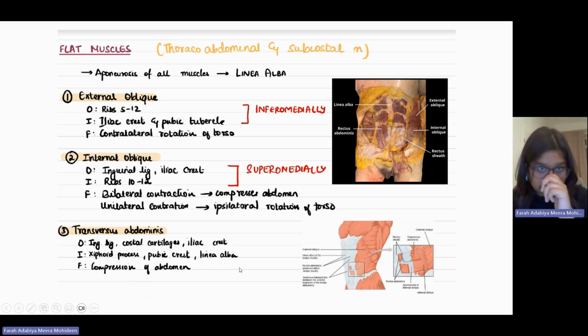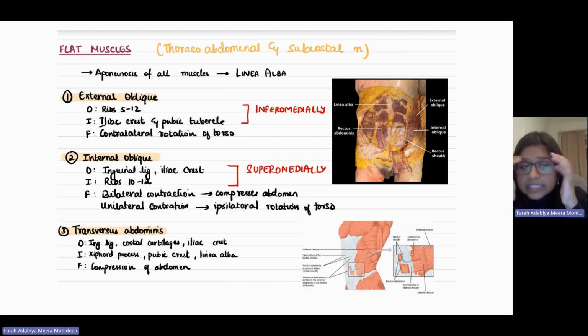Okay, now we come to the major part of the question, which are the muscles of the abdominal wall. First, we talk about the anterolateral muscles. As I've said, there are two groups of muscles that we'll be talking about: flat muscles and vertical muscles. Flat muscles, three muscles, and all these three muscles are innervated by the thoraco-abdominal and subcostal nerves, right?